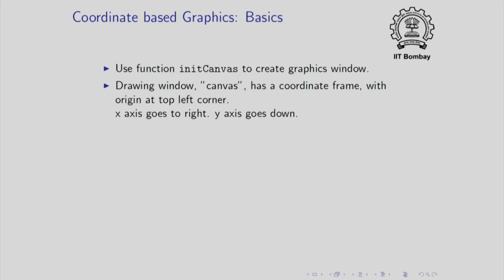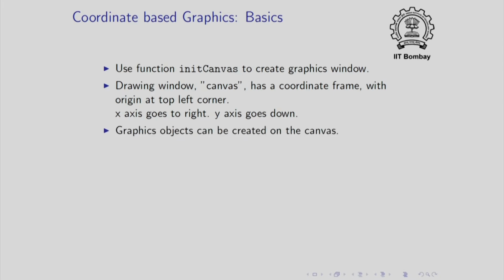The origin of the coordinate frame is at the top left corner. The x-axis goes to the right, the y-axis goes down. Notice that this is slightly different from what we are used to in mathematics, where the y-axis goes up. In case of most computing, the y-axis will indeed go down, which is what happens over here.